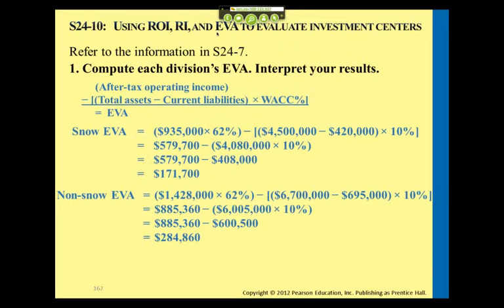Okay. So we calculated that the snow EVA is 171 and the non-snow is 284,860. So what is it telling us? They both have the positive economic value indicators. So both are generating income. It's probably also telling us, and tell me how you can see that, that our long-term credit exceeds the expectations.